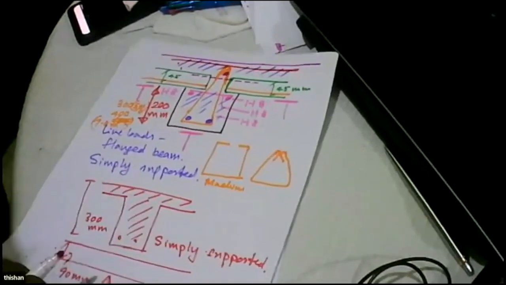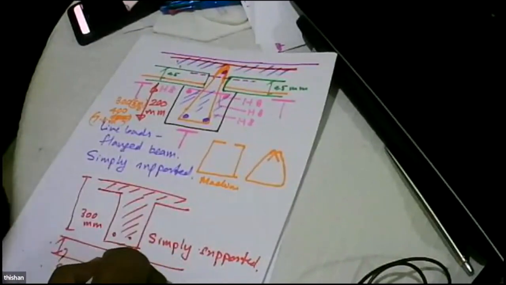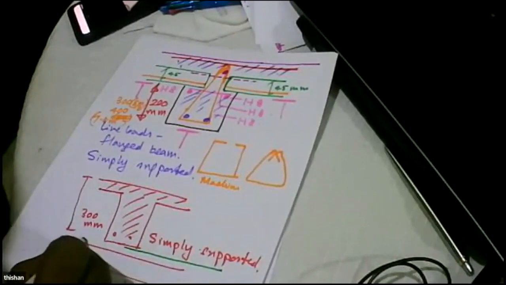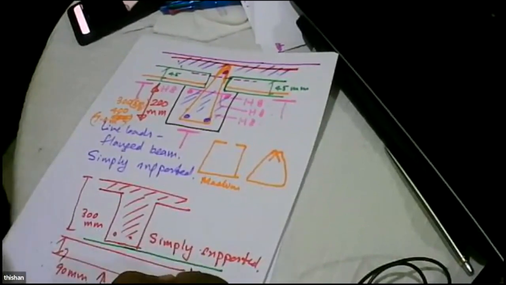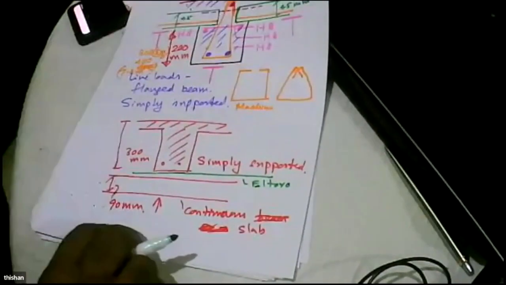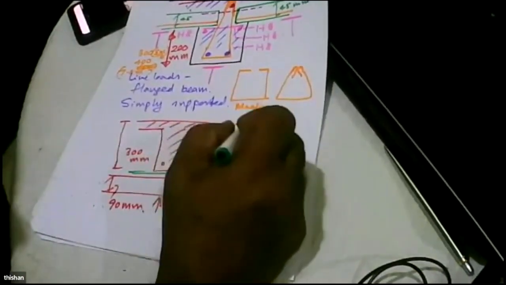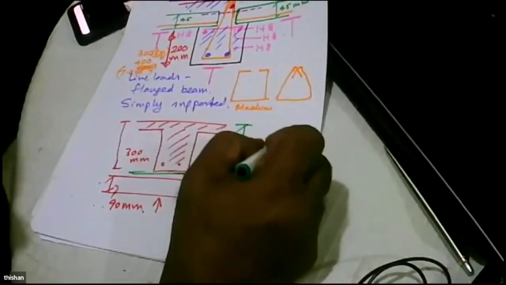So after this, once it's completed, if you don't like this beam seen, we can have a ceiling with Eltero board. So we can have a ceiling here. Then the overall thickness of the slab will be about 300 millimeters.